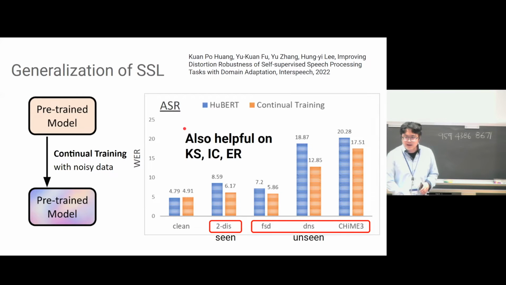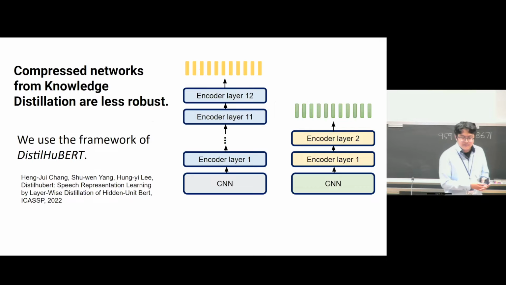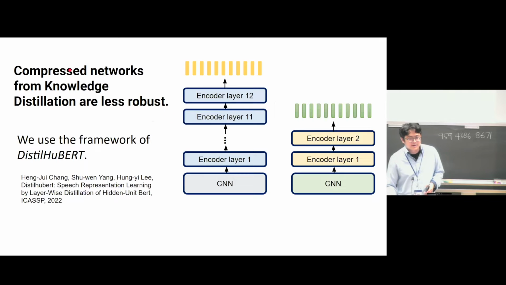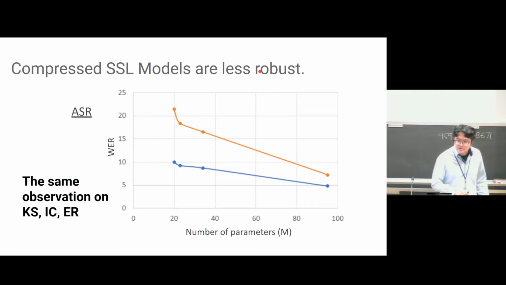So this is something we have done before the workshop, but this is not the whole story. As Hao has just mentioned, network compression. I do not have to go through the detail again. Here we try knowledge distillation. And as you know, in knowledge distillation, you give your teacher model and your student model the same signal and want their outputs to be as close as possible. And we found that after knowledge distillation, the robustness of self-supervised models becomes worse.